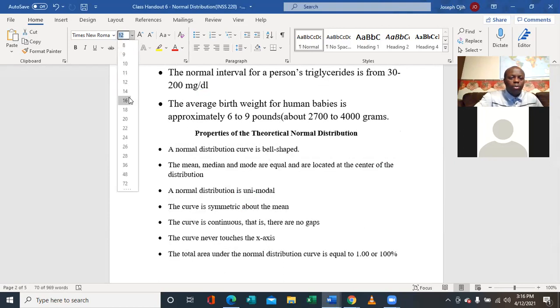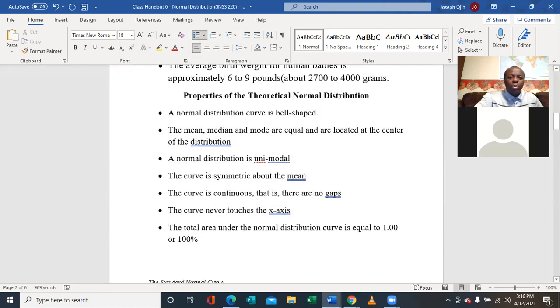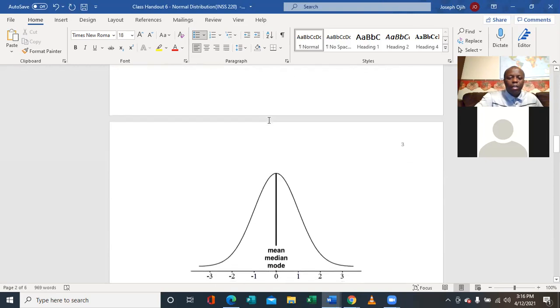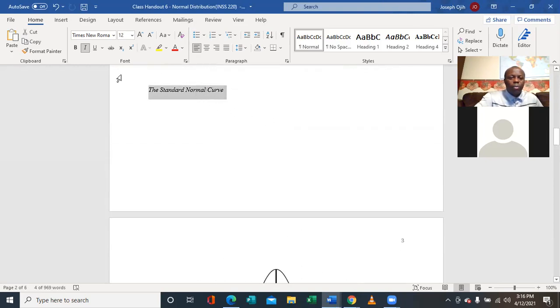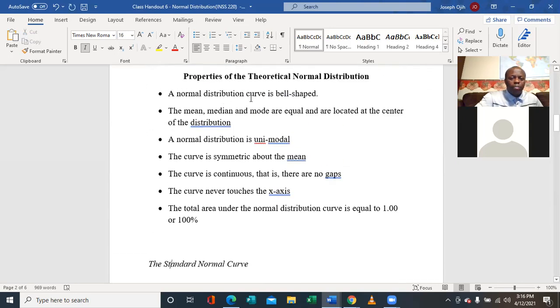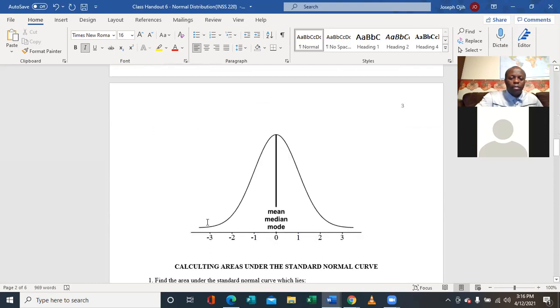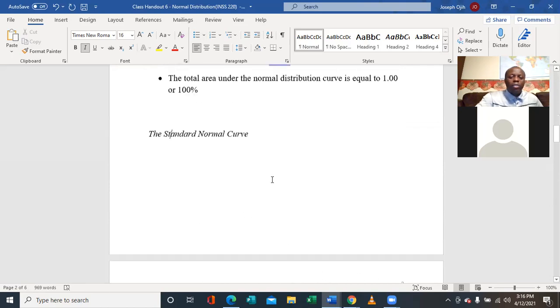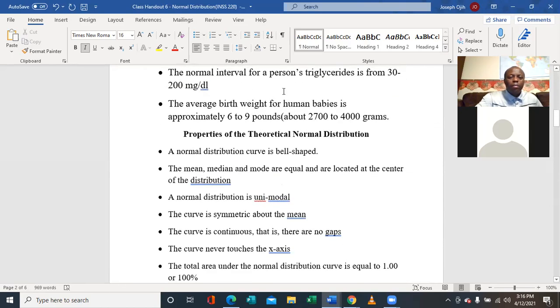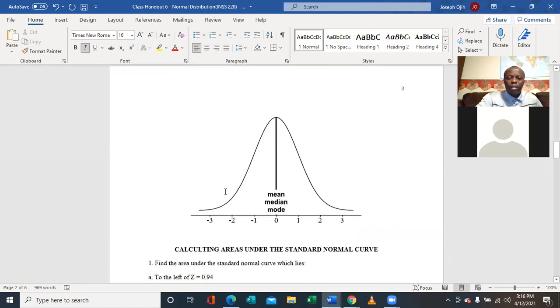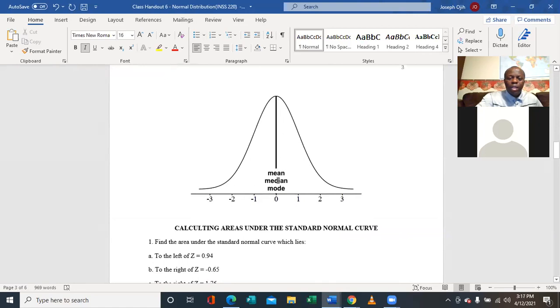The properties of the normal distribution are as follows. A normal distribution curve is bell-shaped. See, this is the normal distribution curve. It is shaped like a bell placed down. Half of one side is the same as the other side. The second property is that the mean, median, and mode are equal and are located at the center of the distribution. See, both the mean, median, and mode are located at this center.